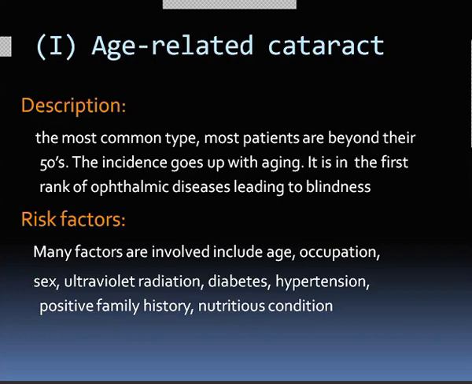What is the description? It is the most common type, and most patients are beyond 50. The incidence goes up with age. It's the first-ranking ophthalmic disease leading to blindness. What are the risk factors? I already discussed age and occupation. Sex is not relevant; it's equal in both male and female. Then ultraviolet radiation, metabolic disorders, systemic disorders like hypertension, a positive family history and nutritional condition.